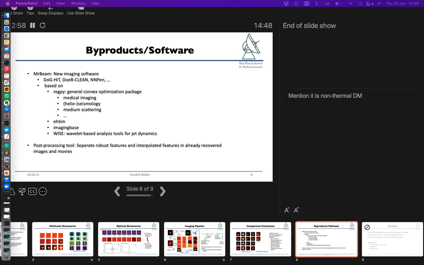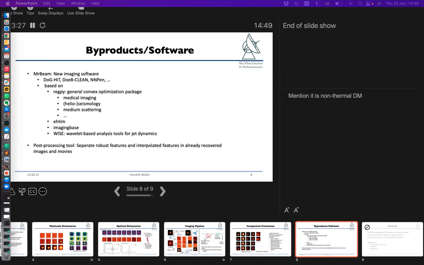We have a new software, which is actually a package for general complex optimization problems, which by now has attracted interest from many different communities. It has attracted commercial interest in medical imaging, for example, and is used in material science, seismology, legal scheduling, biophysics, and so on. So it's really a powerful software that was kind of a byproduct.